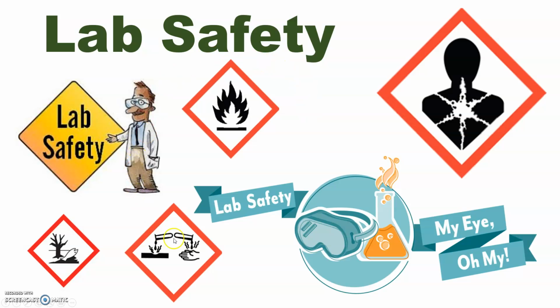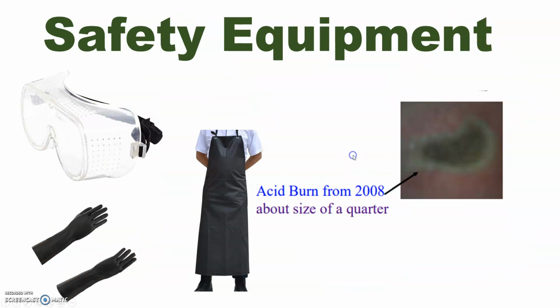So let's get right into lab safety here. You can see we'll get to these symbols here in a second. Lab safety, the number one rule is common sense. Make sure that you're behaving yourself, following instructions, and just not goofing around. That'll cover most of the lab safety that you need to be aware of.